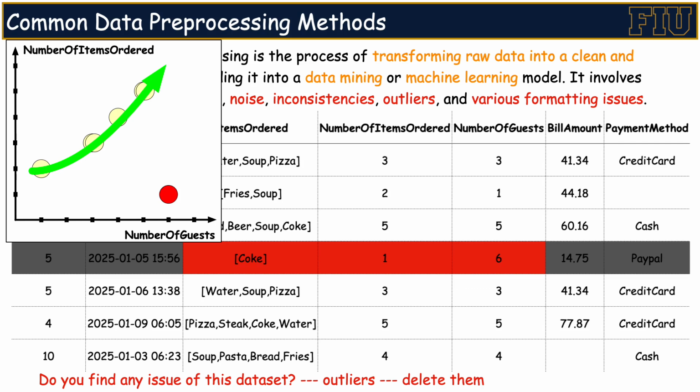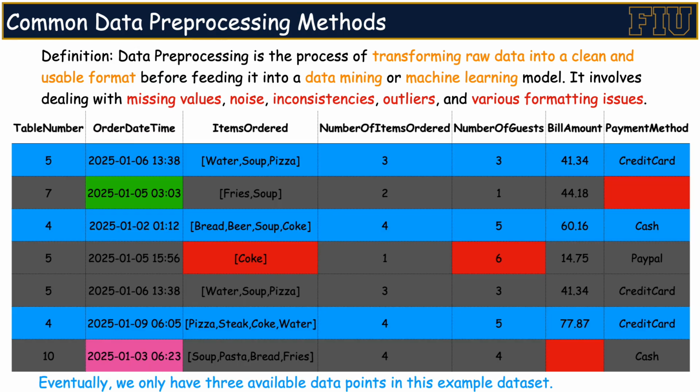While it's technically possible for 6 guests to order just one Coke, in reality, it's an extremely rare occurrence. Such exceptional cases are not necessary to consider in most tasks, as they are unlikely to contribute to meaningful pattern recognition or generalization. Removing this outlier helps the machine focus on capturing the more general trends in the data.